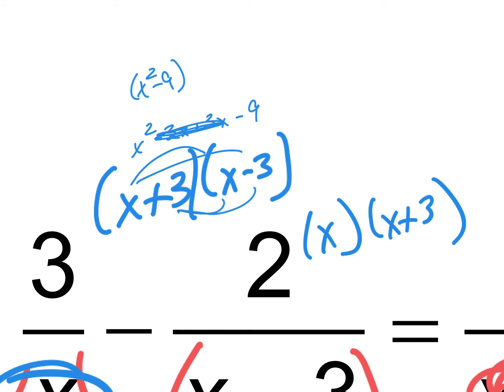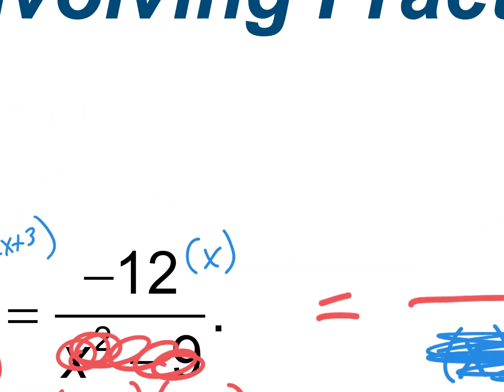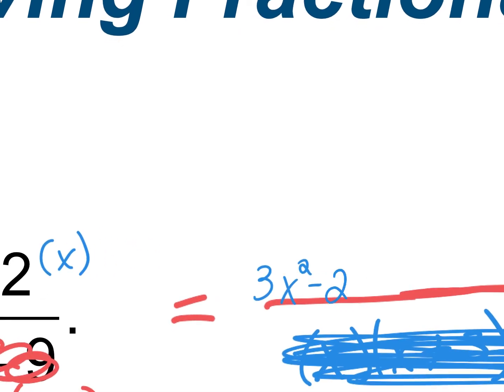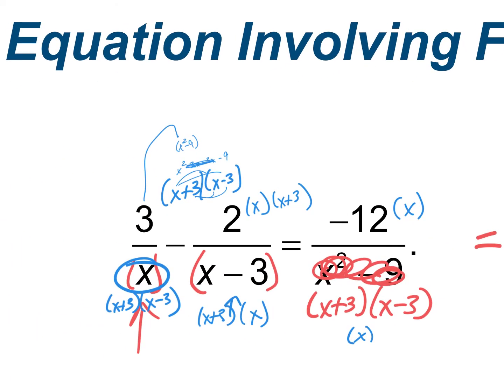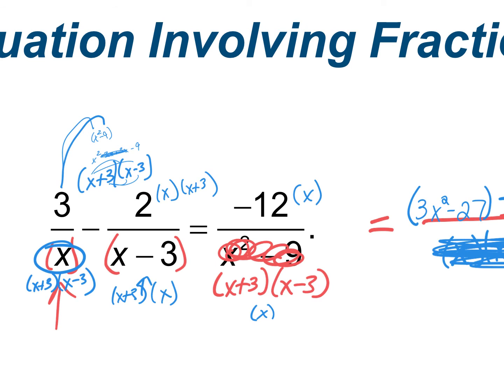What was on the outside? The 3, right? So now I need to distribute the 3. It becomes what? 3x squared minus 27. Perfect. All we're doing now is just simplifying the top. This was my first simplification. Now I have a minus sign. I've got to multiply. So when I FOIL or distribute here, I get x squared, what? Plus 3x. Good.